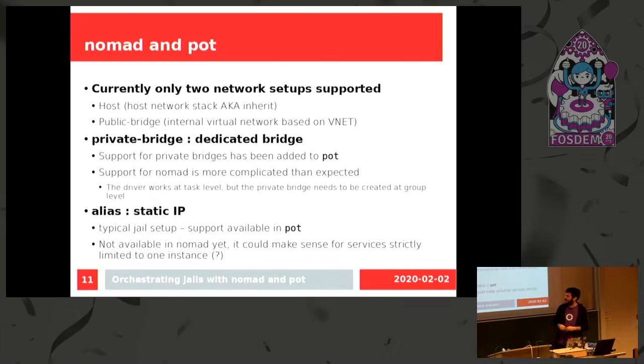Currently, we have a small issue because the driver works at the task level, but the bridge works at the group level, so it's one abstraction level above. Apparently, in Nomad 0.10 there is the ability to have something at that level, so we have to figure it out. Currently it's already working with the public bridge, but if you put, I don't know, 200 jails, then this bridge will be overloaded and performance will probably degrade. So this is an area where we want to improve.